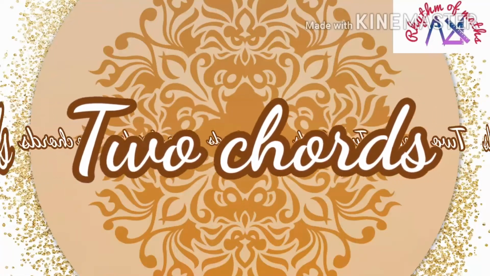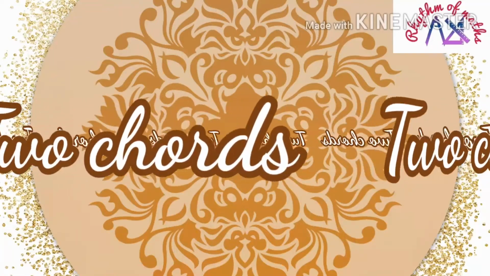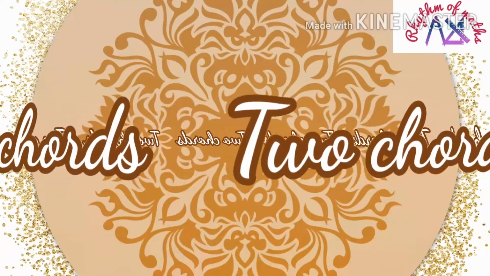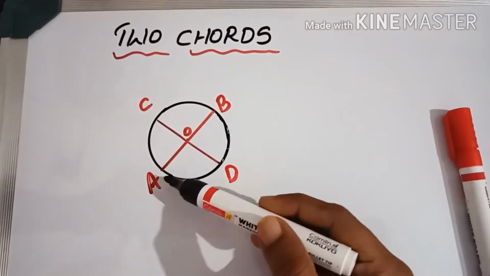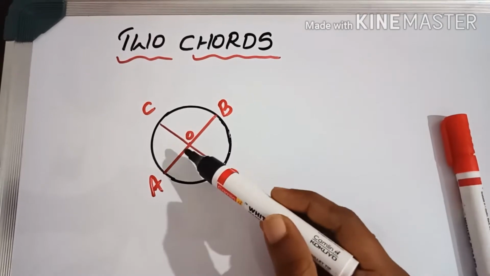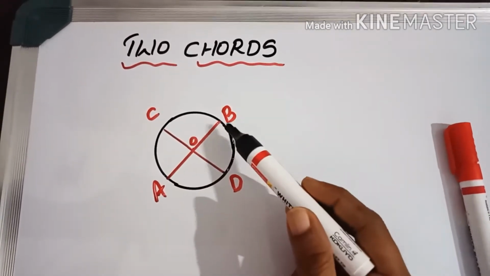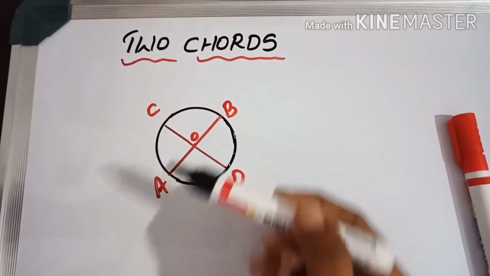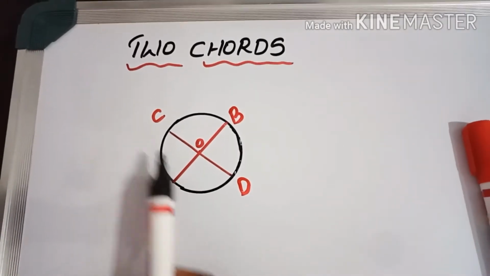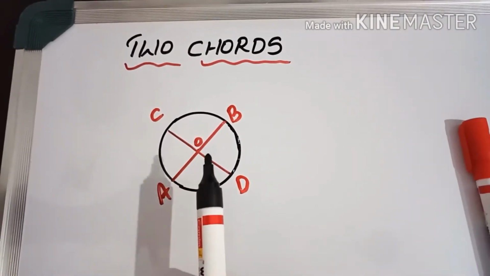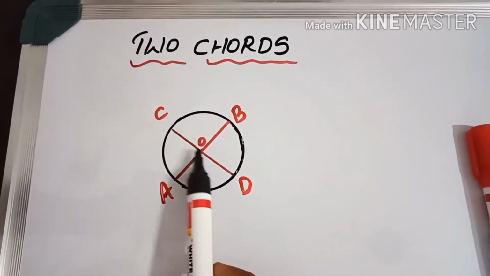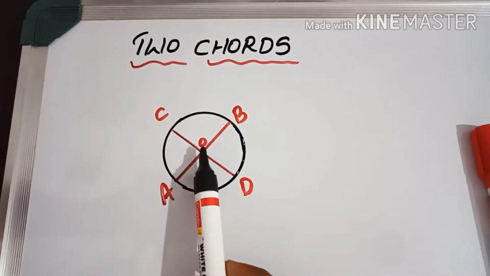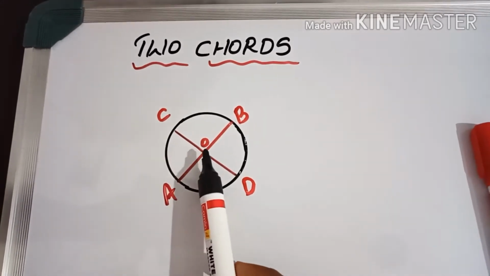Then only can we solve the problems, solve the proofs and draw the figures. So let's start from the first concept. Look into the given figure. Here you can see that AB is a chord and also a diameter, because O is the center. Similarly, CD is also a chord and diameter because it passes through the center. Now these two diameters are crossing each other.